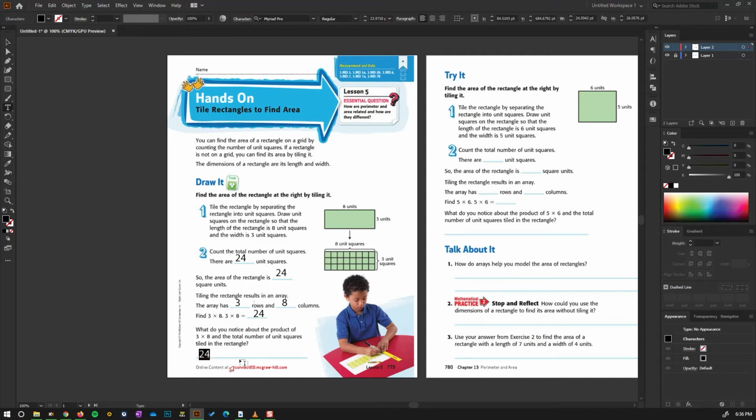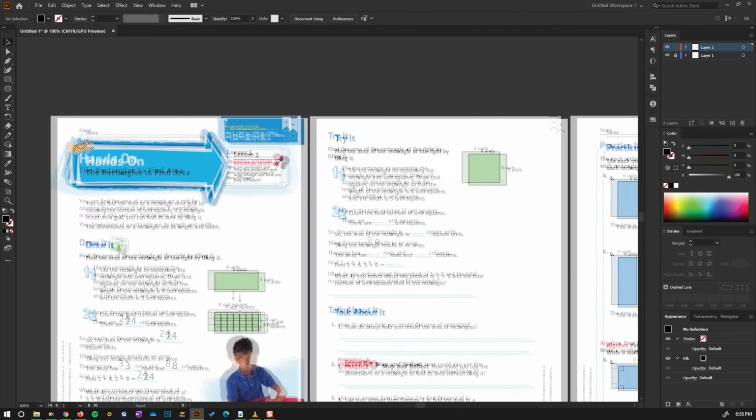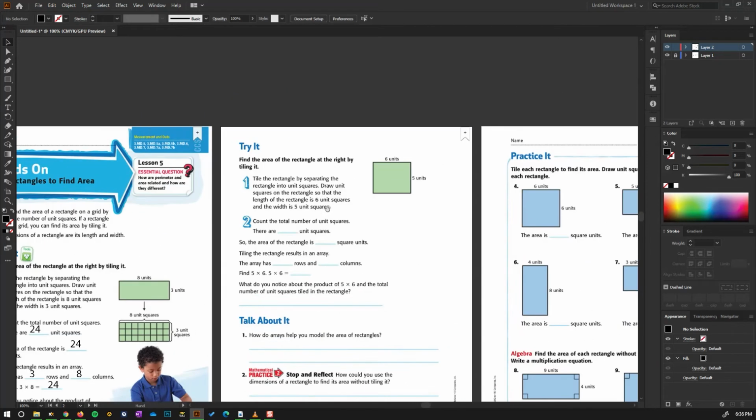Well, very simply, they are the same. Because you find the same result by either counting the squares or using simple multiplication to multiply 8 times 3, finding the tiles inside the array, also known as the number of square units inside a shape. Its area. Okay, try it.